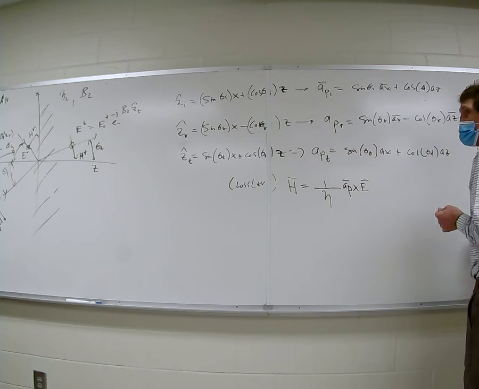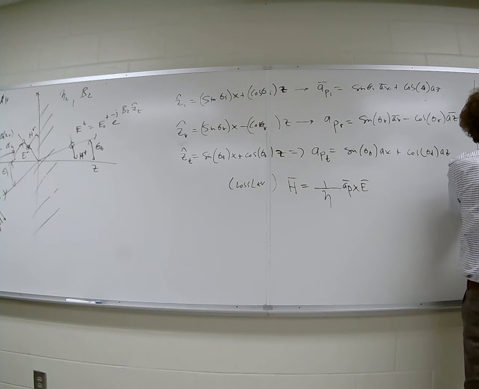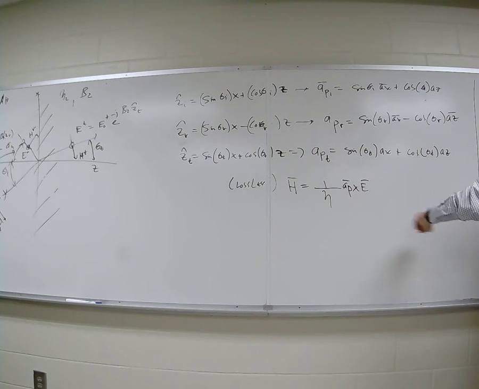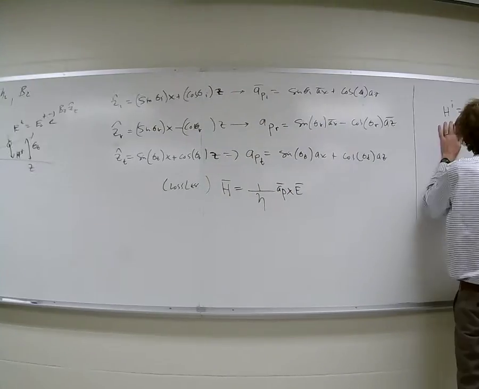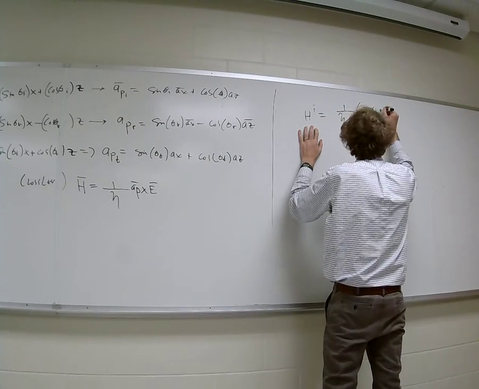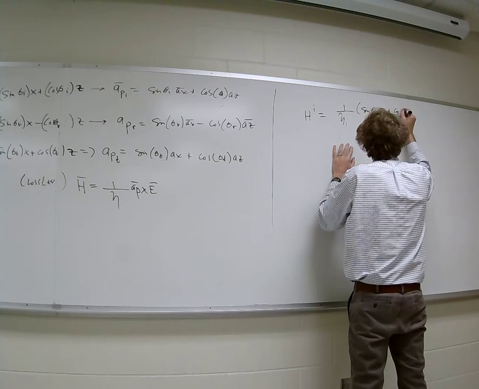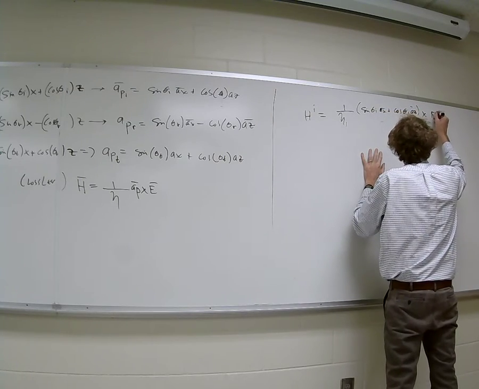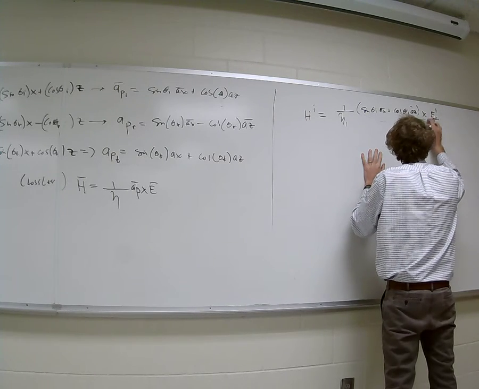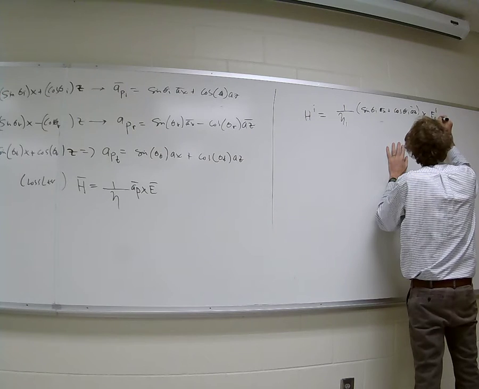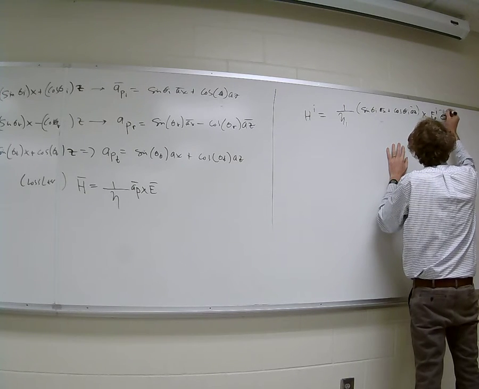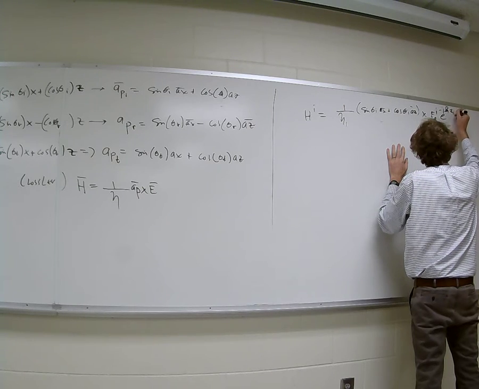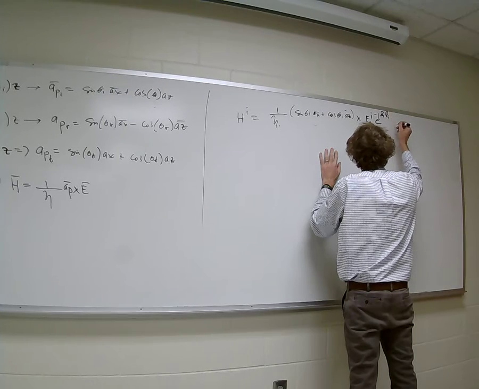When we do that, then we find that the H field incident would be equal to, first I take 1 over eta 1, right? Whatever that is, unit vector in the direction of propagation, that's this. So I'm going to have sine of theta incident AX plus cosine of theta incident AZ. And this is crossed with E naught incident, that's a naught, that's an I, E to the minus j beta 1, I'm going to just call it Z1 prime, or Z1 incident, and the AY direction.